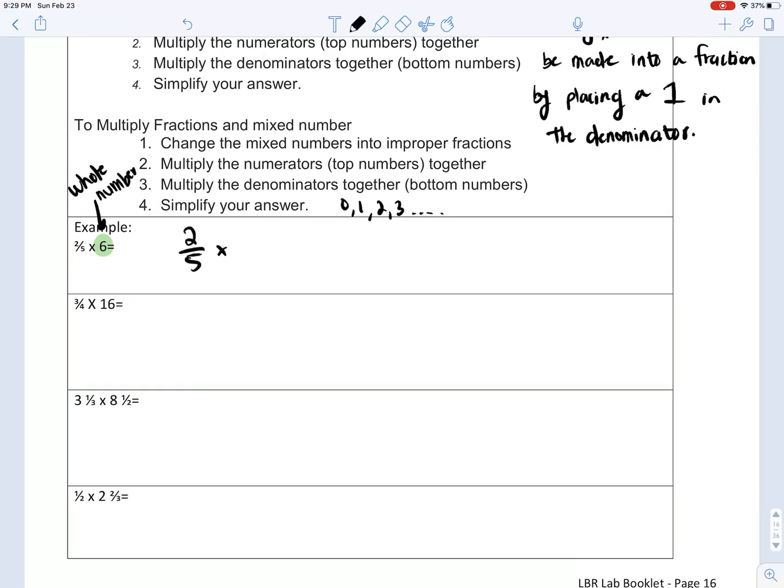When you are presented with this type of problem, all you have to do is place a 1 underneath the whole number. So this 6 becomes 6/1. Now, what you might remember is that you multiply the numerator straight across, you multiply the denominator straight across, and then you get your product, you get your answer. So 2 times 6 is 12, and then 5 times 1 is 5.